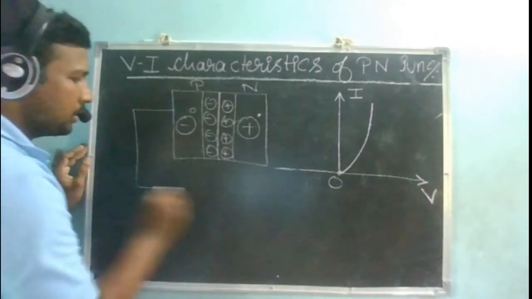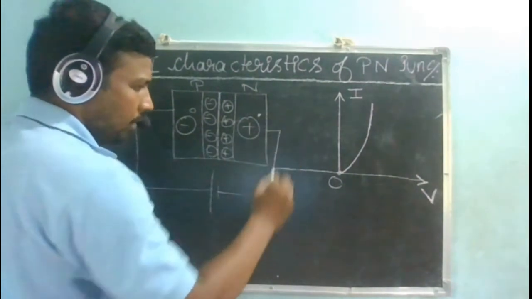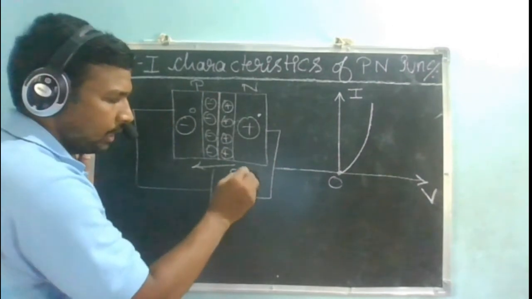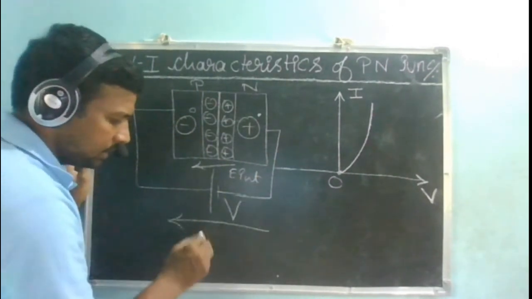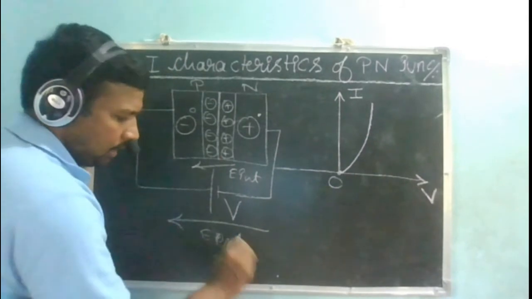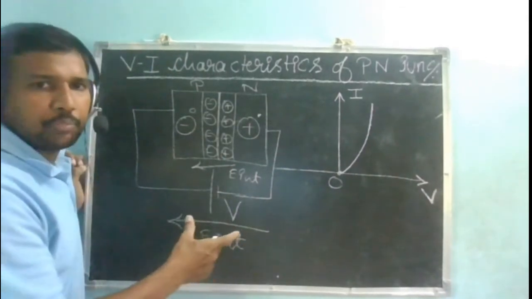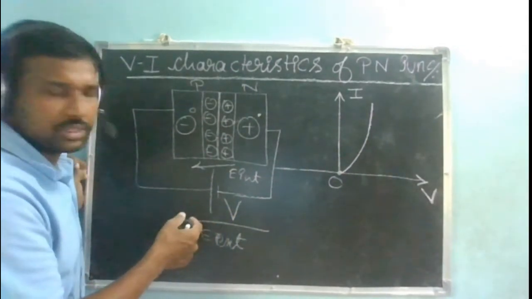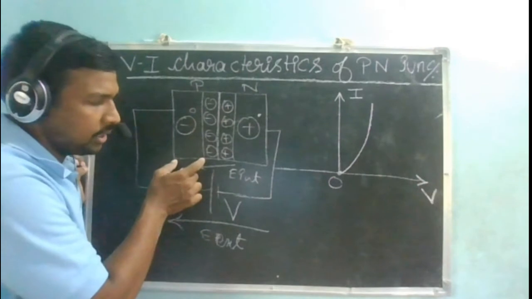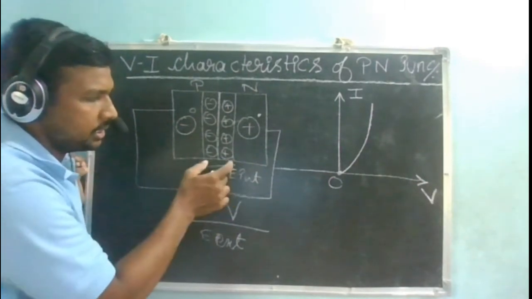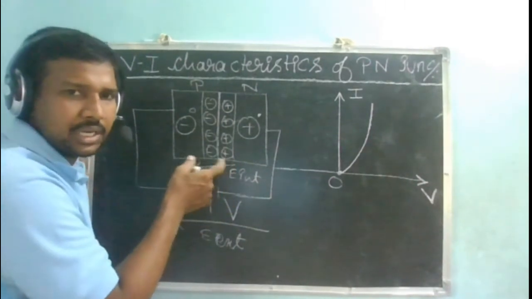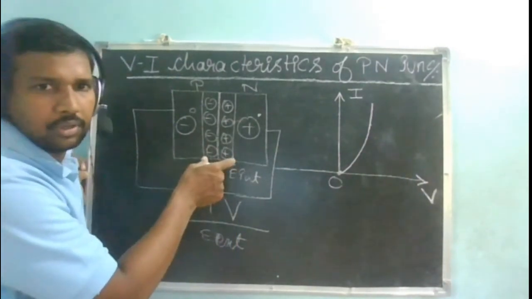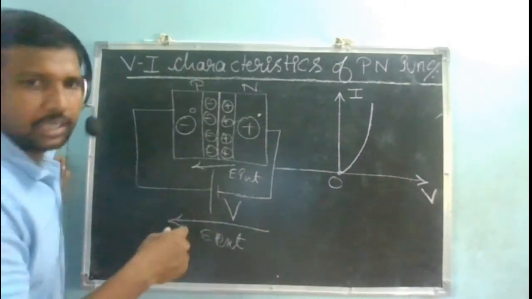Now you have applied the forward bias voltage. What happens now? Your internal electric field exists here and your external electric field is in this direction. The applied voltage is going to appear across which region? This is the depletion region, and this is the neutral region. Because the depletion region has fewer charge carriers, the entire voltage is going to appear across it, and the net electric field is going to reduce.